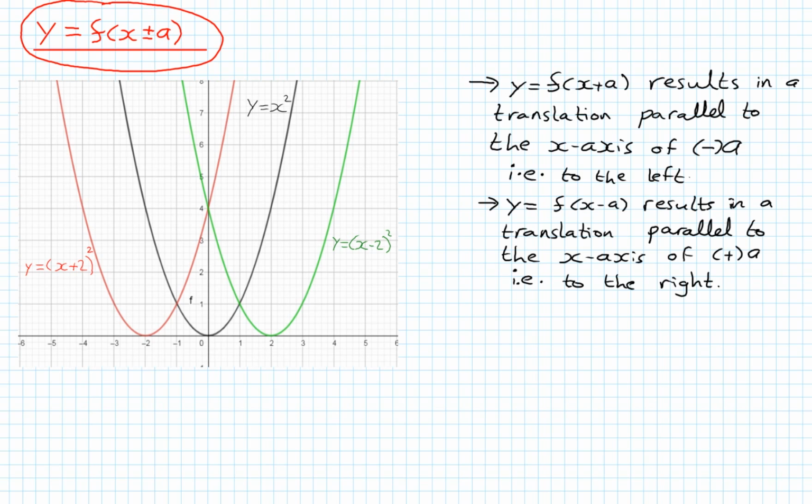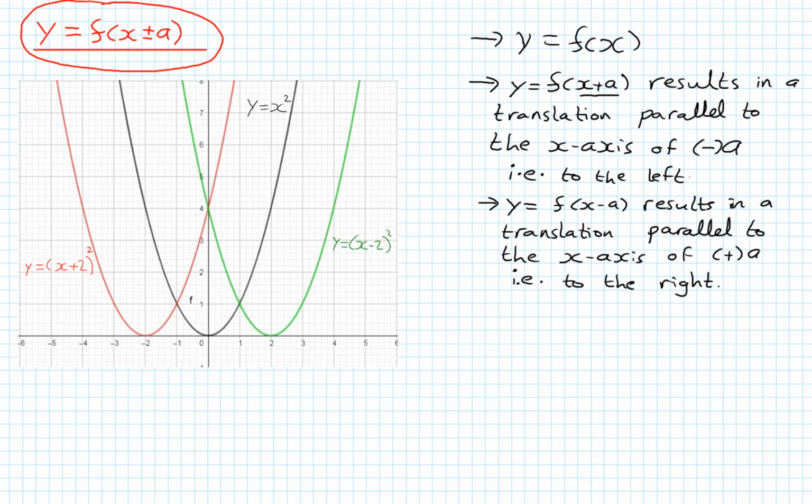So what we can come to the conclusion is that when we have a function, y equals f of x, as the original, then if we put an additional number where x is, so let's say x plus a, it results in a translation parallel to the x-axis of negative that amount.